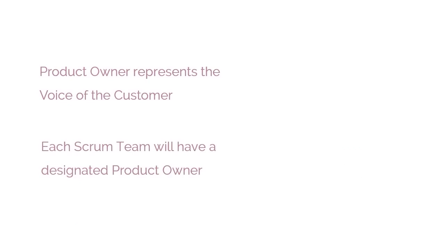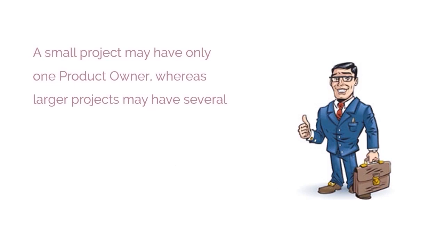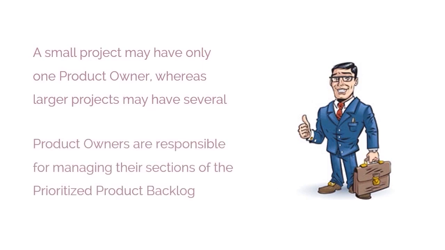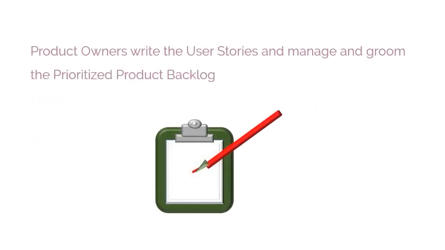Each Scrum team will have a designated product owner. A small project may have only one product owner, whereas larger projects may have several. These product owners are responsible for managing their sections of the prioritized product backlog. Product owners write the user stories and manage and refine the prioritized product backlog. The product owner role is described in more detail in section 3.4 of the SBOK Guide, 4th edition.